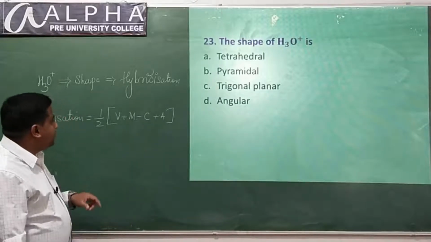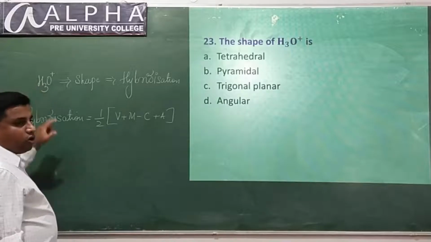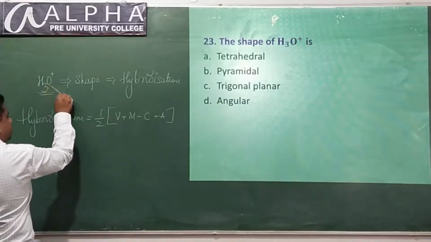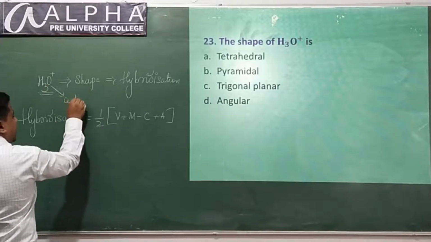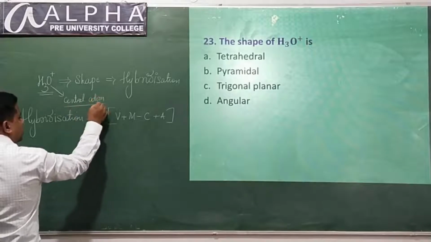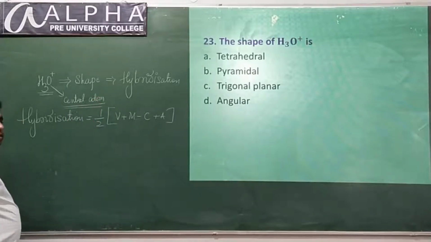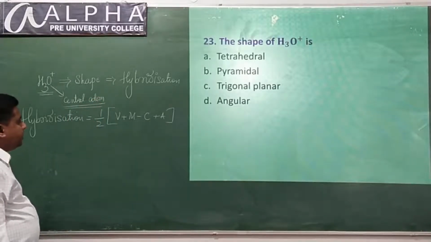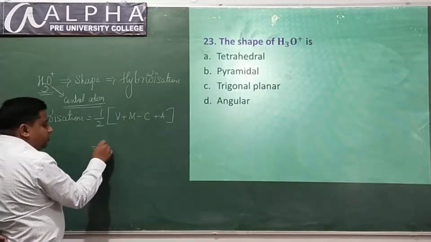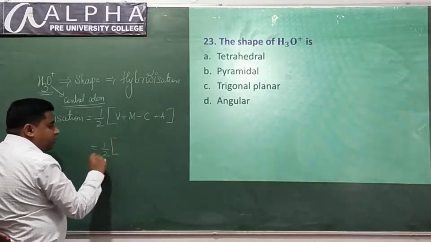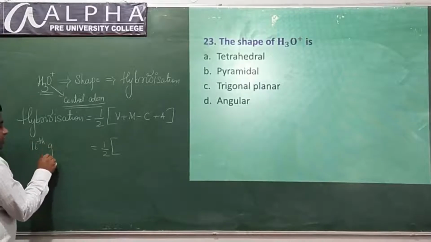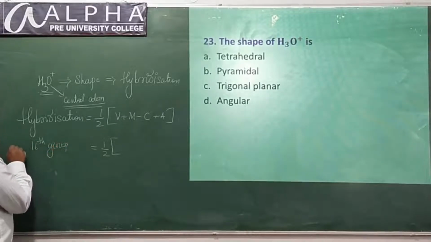So yes, we have the hydronium ion. Which is the central atom in hydronium ion? Yes, oxygen is the central atom. Students, look here: oxygen belongs to which group? 16th group, isn't it?